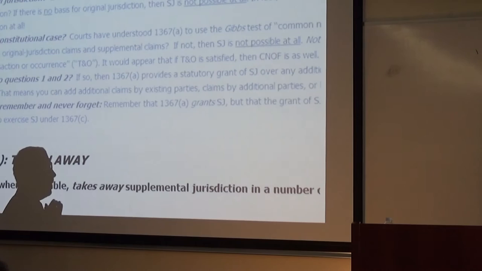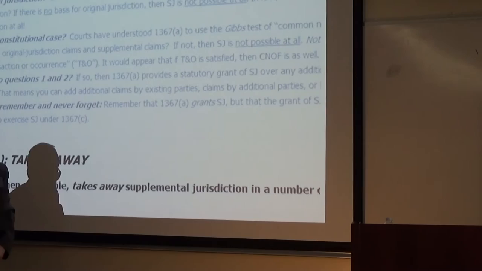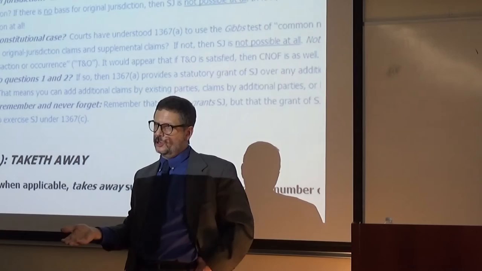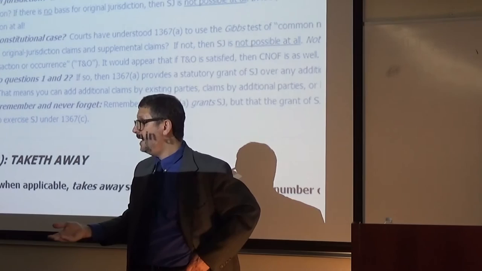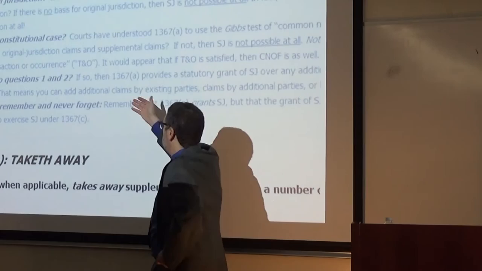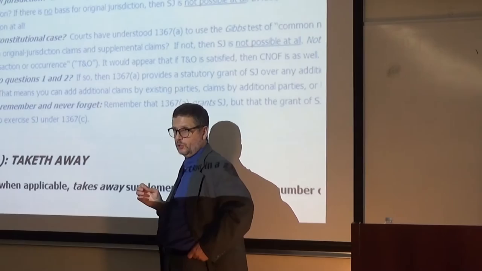Are all the claims arising from the same constitutional case? In other words, if you have original jurisdiction over one claim, and you want supplemental jurisdiction over another claim, do they arise from a common set of facts, what Gibbs called the common nucleus of operative fact? If so, then 1367 authorizes supplemental jurisdiction over those additional claims.